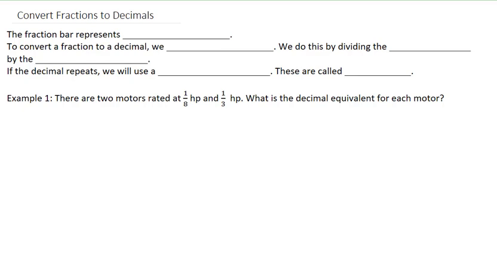Convert fractions to decimals. The fraction bar represents division. And then to convert a fraction to a decimal, we divide. And we do this by dividing the numerator by the denominator.